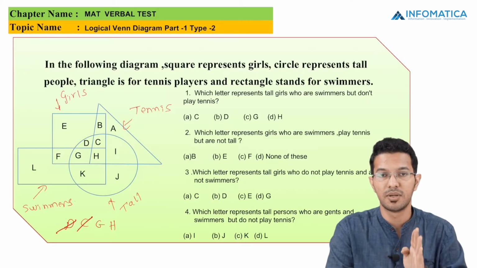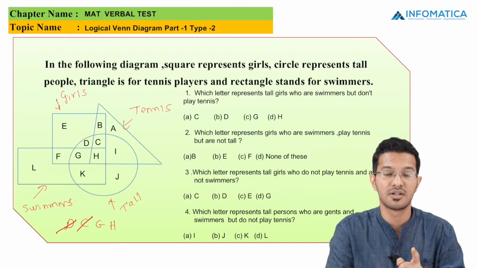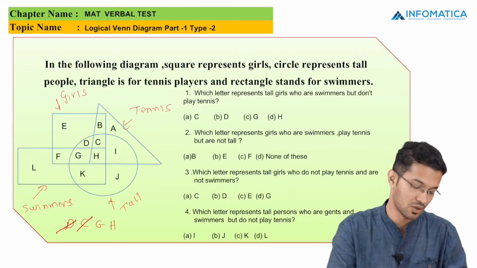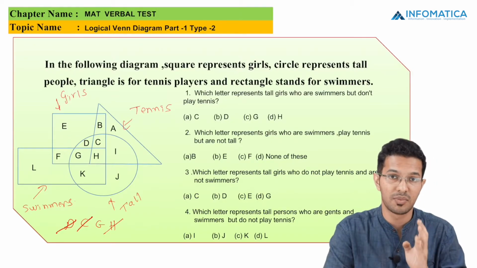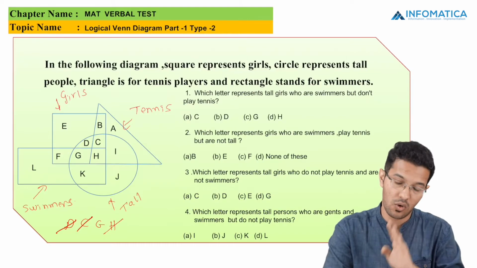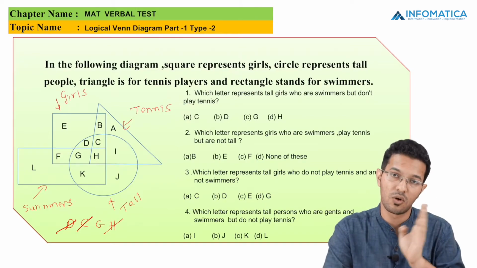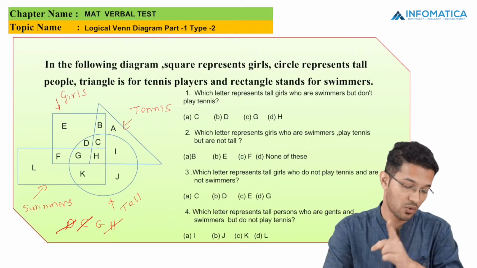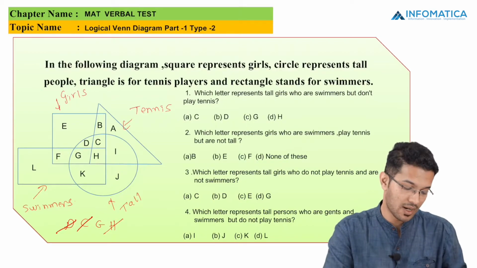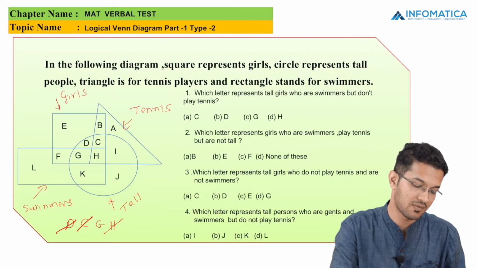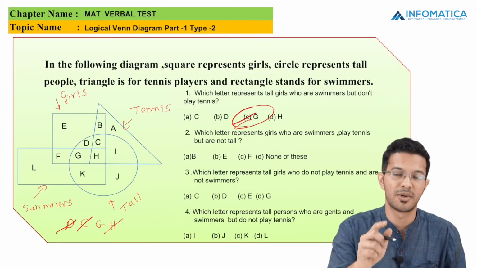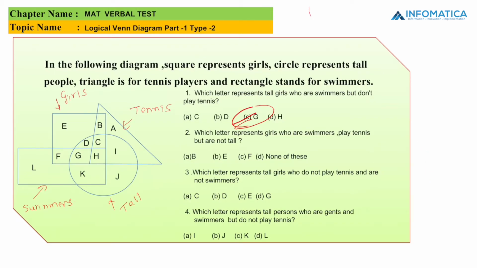Now I am left with G and H. But I need the people who don't play tennis. If I don't play tennis, it is represented by capital letter G. So automatically I discard H. Now G are the people who are tall girls. They are also swimmers, but they don't play tennis. So I can say G is the right answer. So if I find out, I will see option C as the right answer, which is consisting of capital letter G.